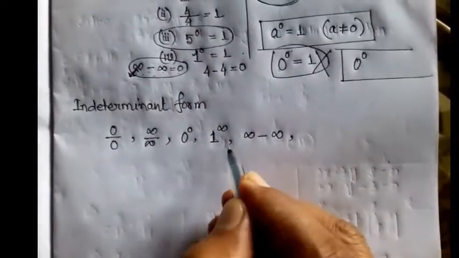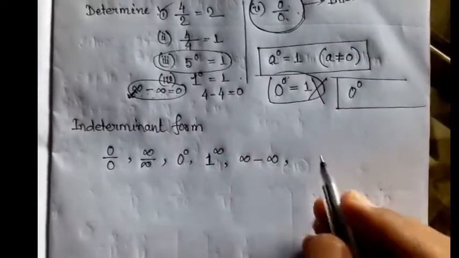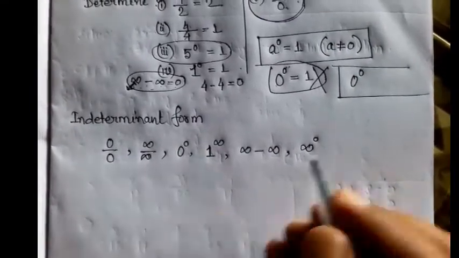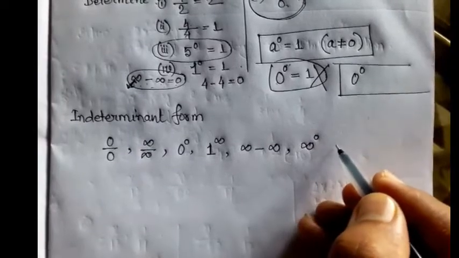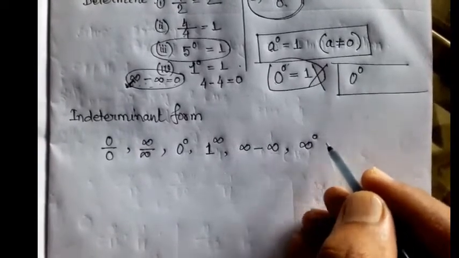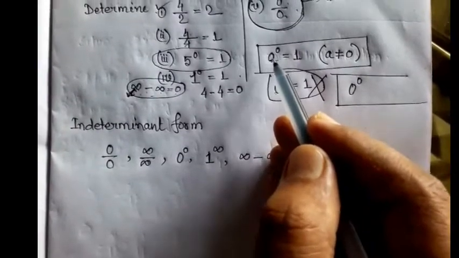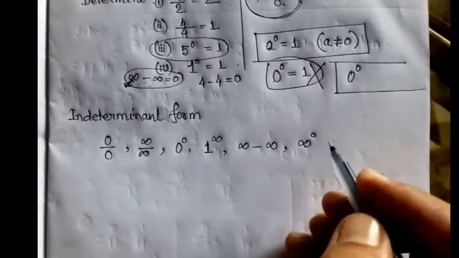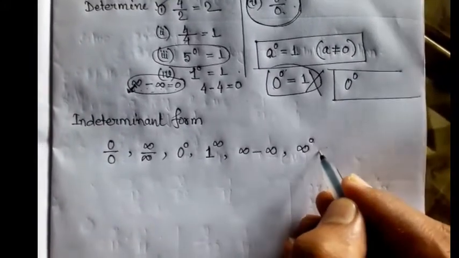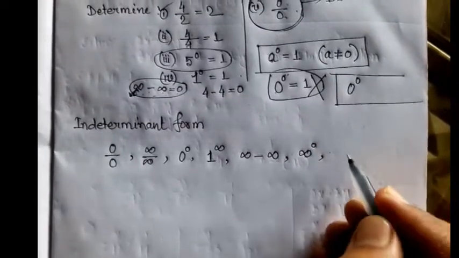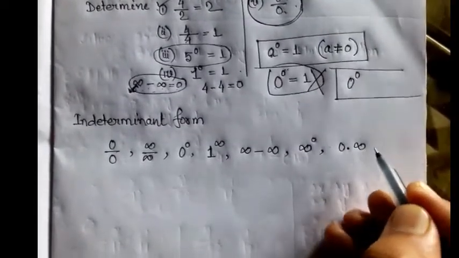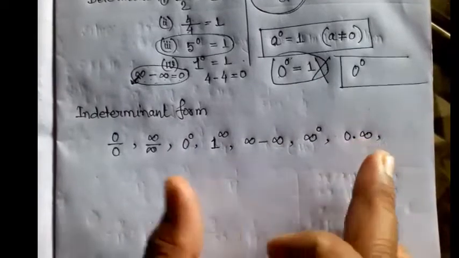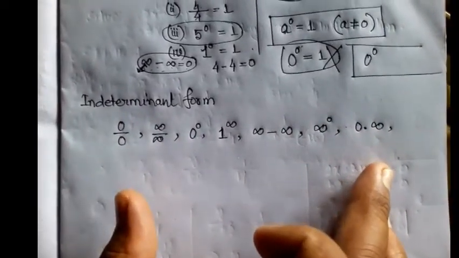Okay, so this is an indeterminate form. The next indeterminate form is infinity to the power 0. You can't say that infinity to the power 0 is 1. You can say that something to the power 0 equals 1 when the base is not 0 and is a number, but since infinity is not a number, you cannot say that infinity to the power 0 is 1. So this is also another indeterminate form. Next, 0 times infinity is also an indeterminate form. So these 7, 1 2 3 4 5 6 7, are the indeterminate forms.